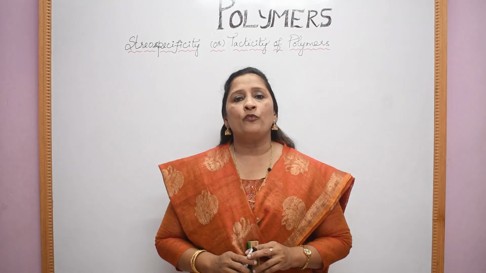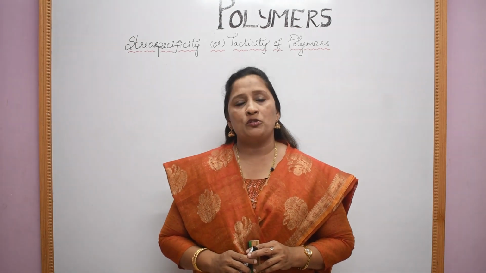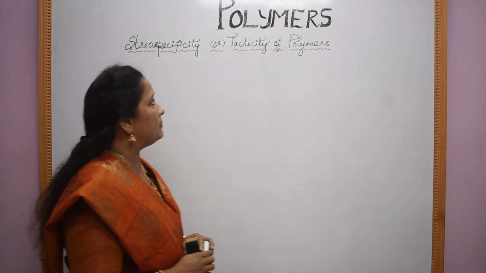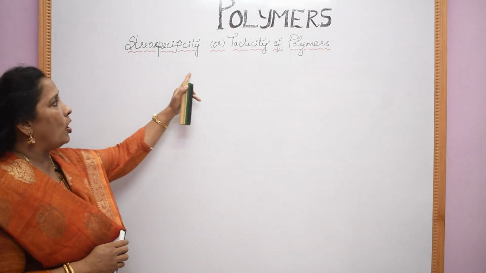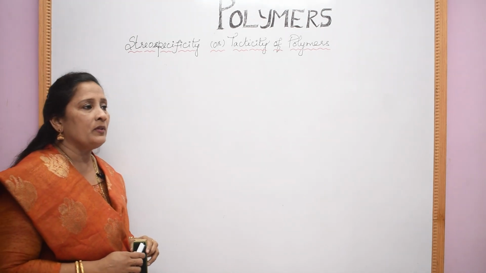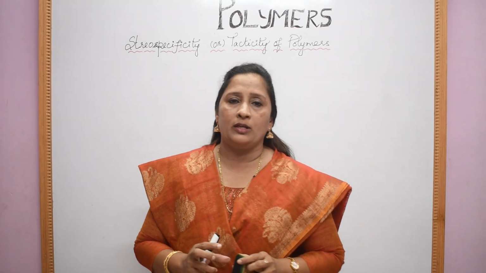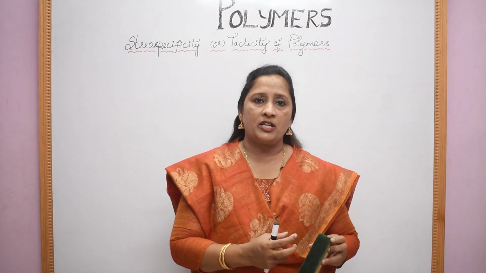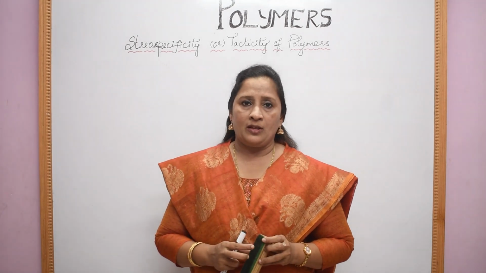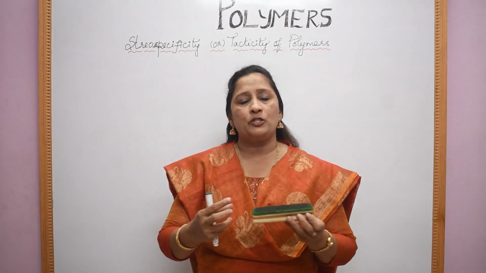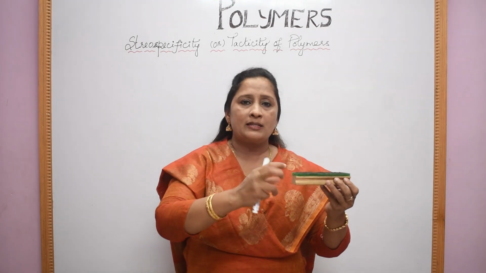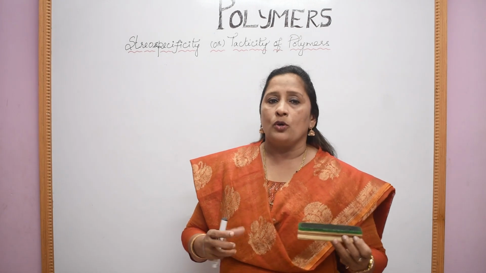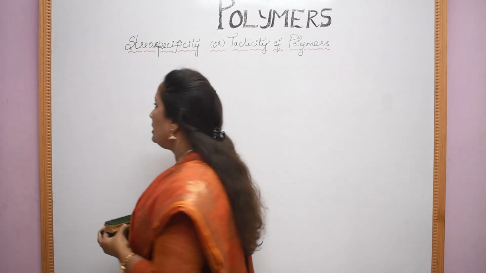In this video, we are going to discuss stereospecificity or tacticity of polymers. So let us know what is meant by stereospecificity or tacticity of polymers. The orientation of the monomeric units in a polymer chain may take place either in an orderly fashion or disorderly fashion. That means, when the monomers combine together to form a polymer, the monomers can orient themselves in an orderly fashion or disorderly fashion. So this is called stereospecificity or tacticity.